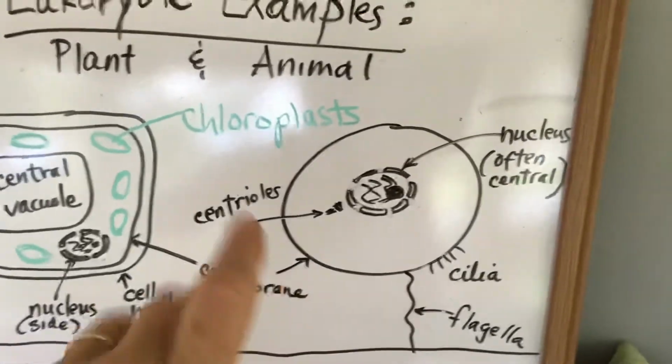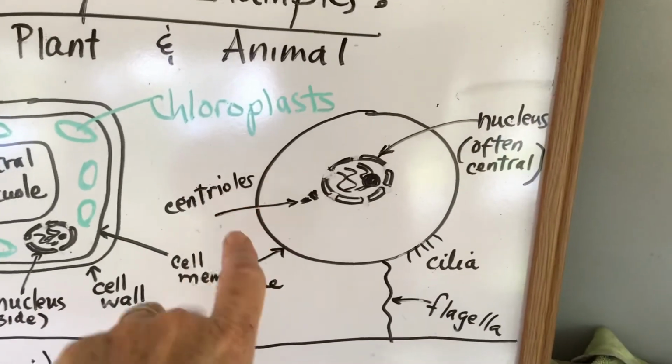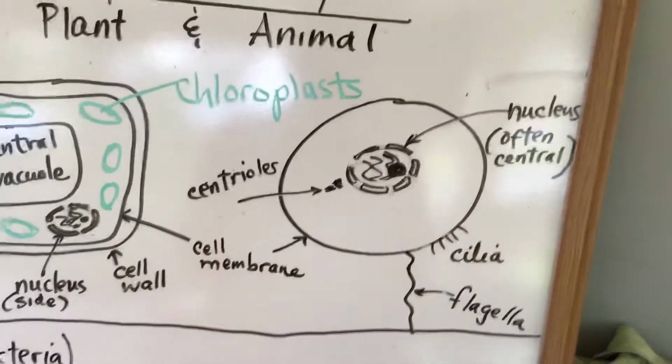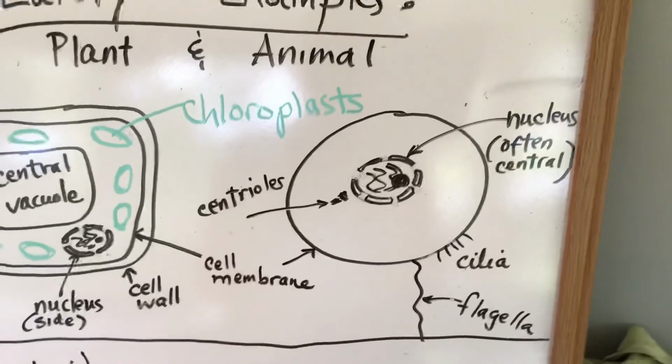And the other thing that they have is something called a centriole. Centrioles or centrosomes are responsible for the creation of the spindle during cell division.